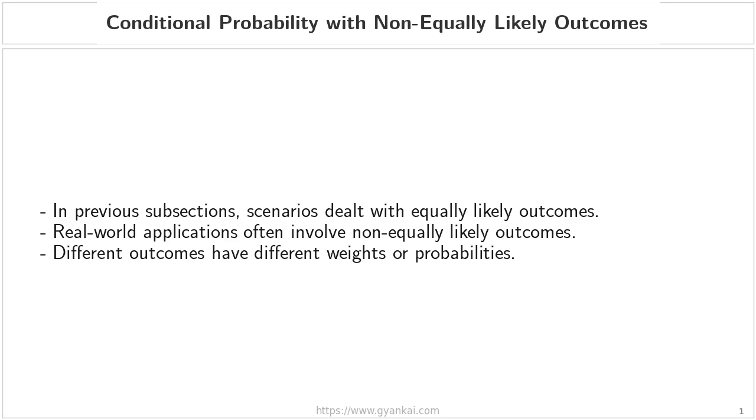Welcome, everyone. Today, we are moving into a more advanced area of probability. Up until now, in our previous lessons, we have mostly focused on scenarios where every outcome was equally likely. Think of a fair six-sided die where every number has the exact same chance of appearing. However, as we move into more complex, real-world applications, we often encounter situations where outcomes are not equally likely. In these cases, different outcomes carry different weights or different levels of probability.